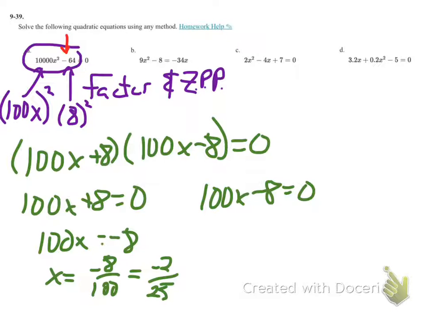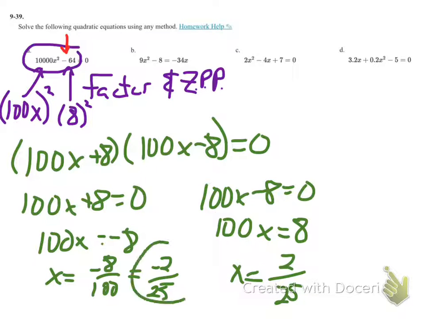Solving the other one, it's going to be very similar. I get 100x equals now a positive 8, and x is going to equal a positive 2/25. So those are the two solutions for problem A.